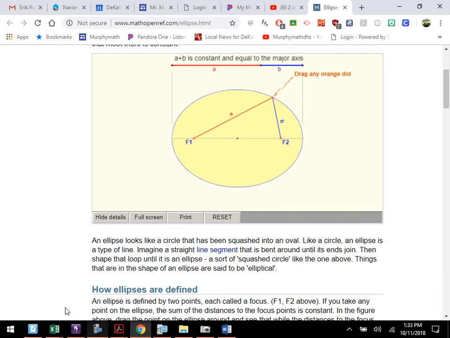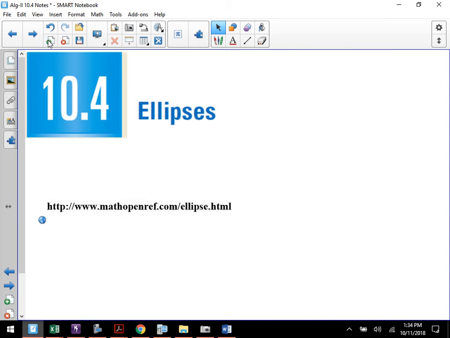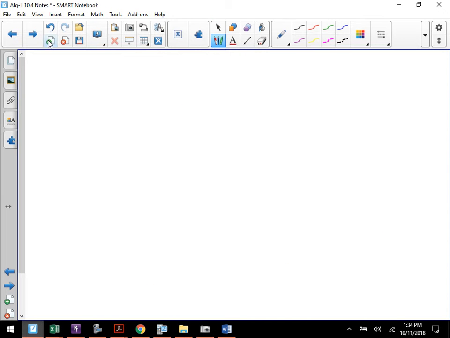Anyway, what I wanted to show you guys here was just what it looks like. We're not going to have to worry about calculating these values and stuff, just the idea of where it comes from. So here's what happens. We have two formulas for an ellipse.